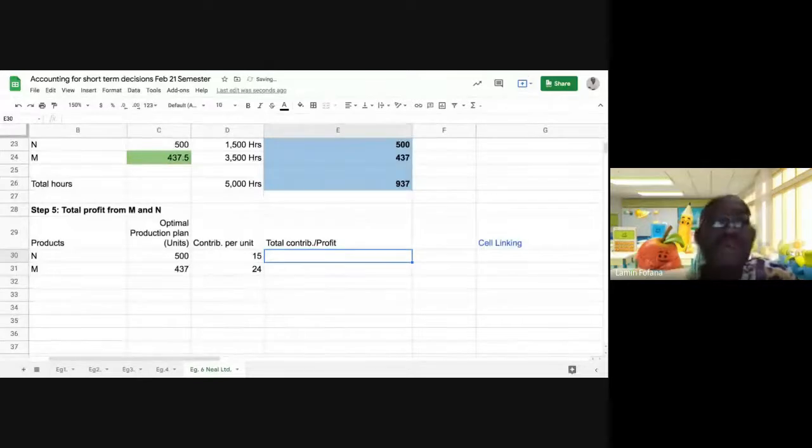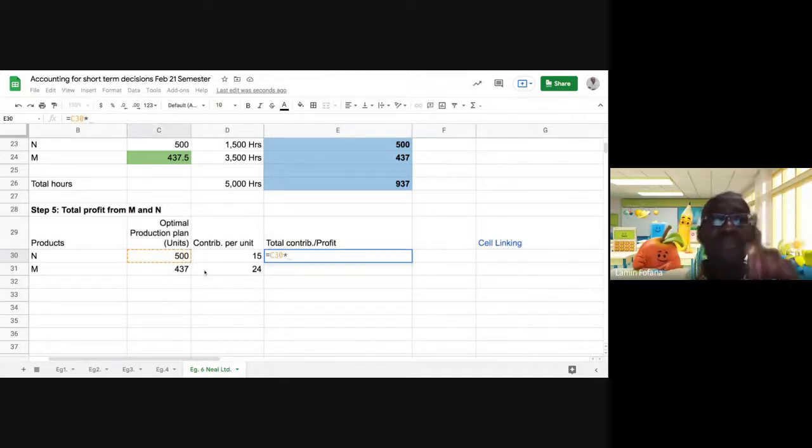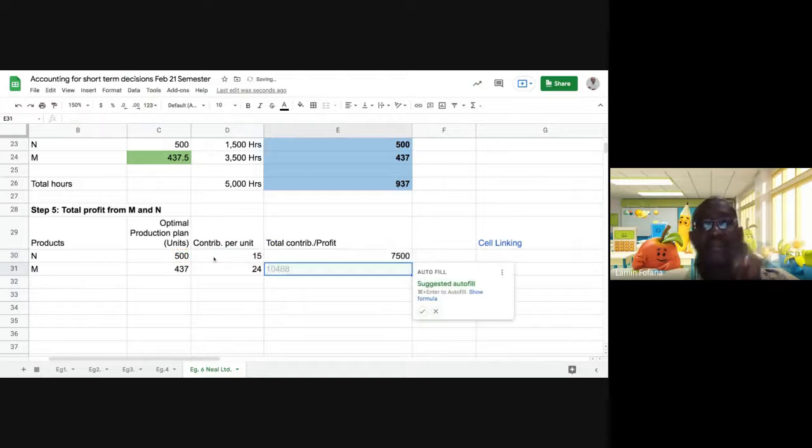Okay, so our total contribution or profit is going to be the unit contribution multiplied by the total units. So we say equals this multiplied by that. Okay, so we accept the autofill suggestion, we say yes.